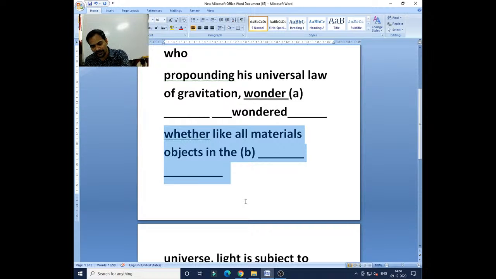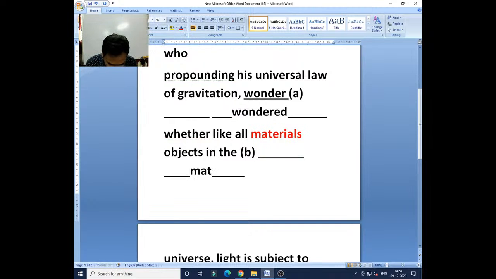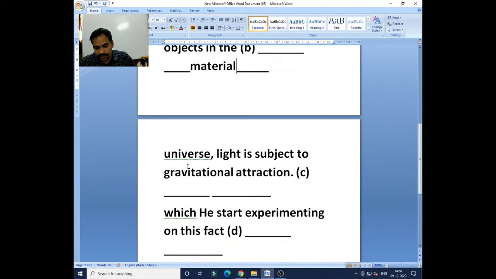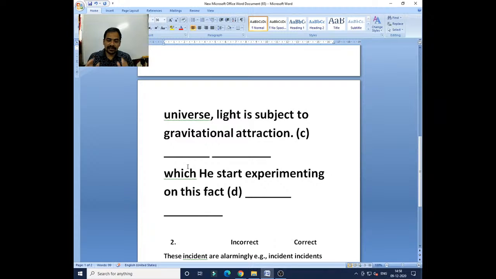Okay, you already find the plural form of object, so no need to make it plural once more. So material objects, you can't say materials objects. Okay, so there is some mistake here, so we'll change materials into material only. Material. Okay, so: material objects in the universe, light is subject to gravitational attraction.